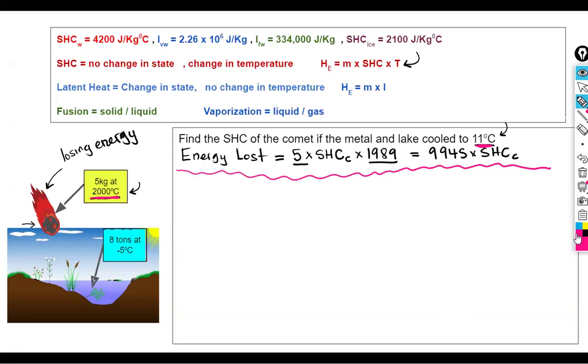Right. So let's calculate the energy gain. Let me get a different color here. I'll use blue, right?